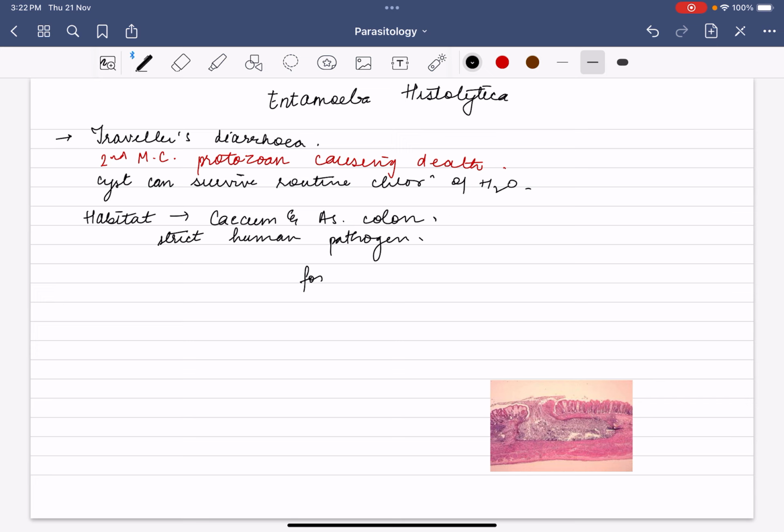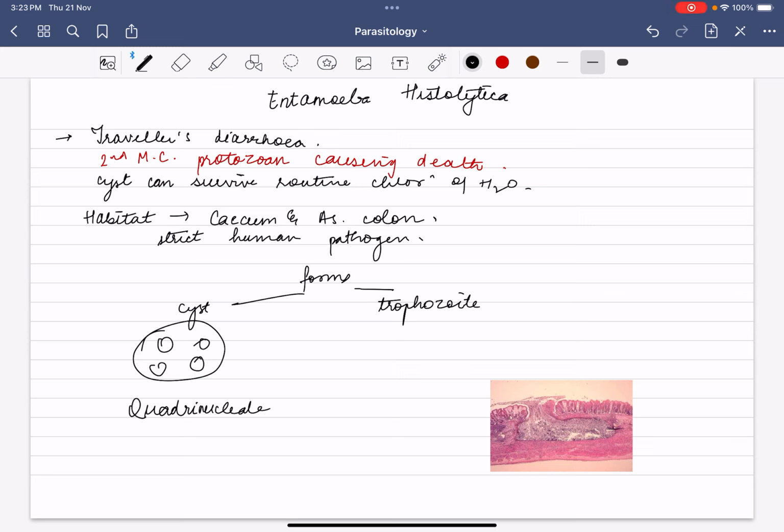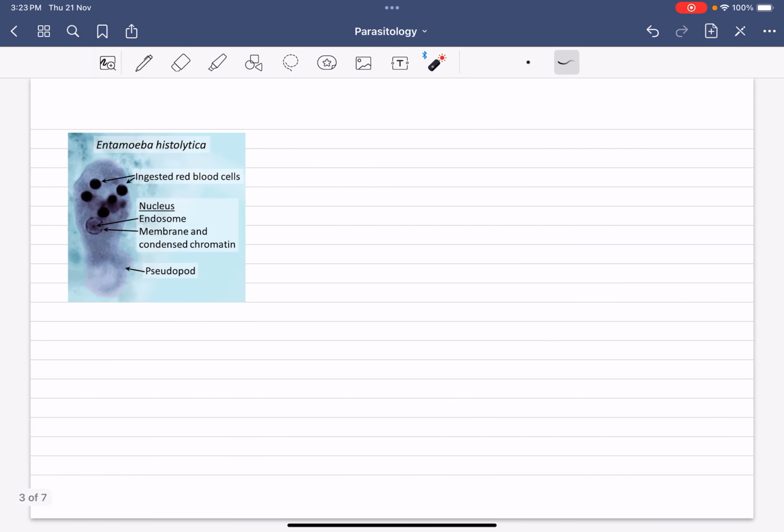Now it is present in two forms. One is your cyst form, another one is the trophozoite form. Cyst form, important point about this is it is quadrinucleated. Second is the trophozoite form. This is your trophozoite form.